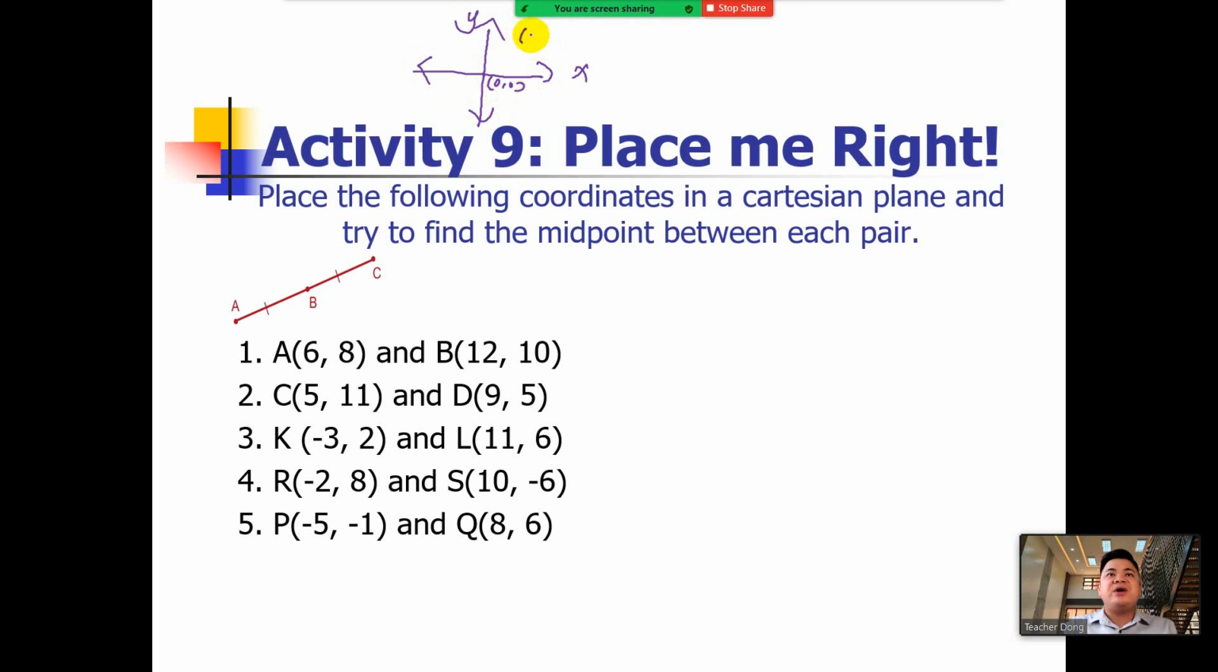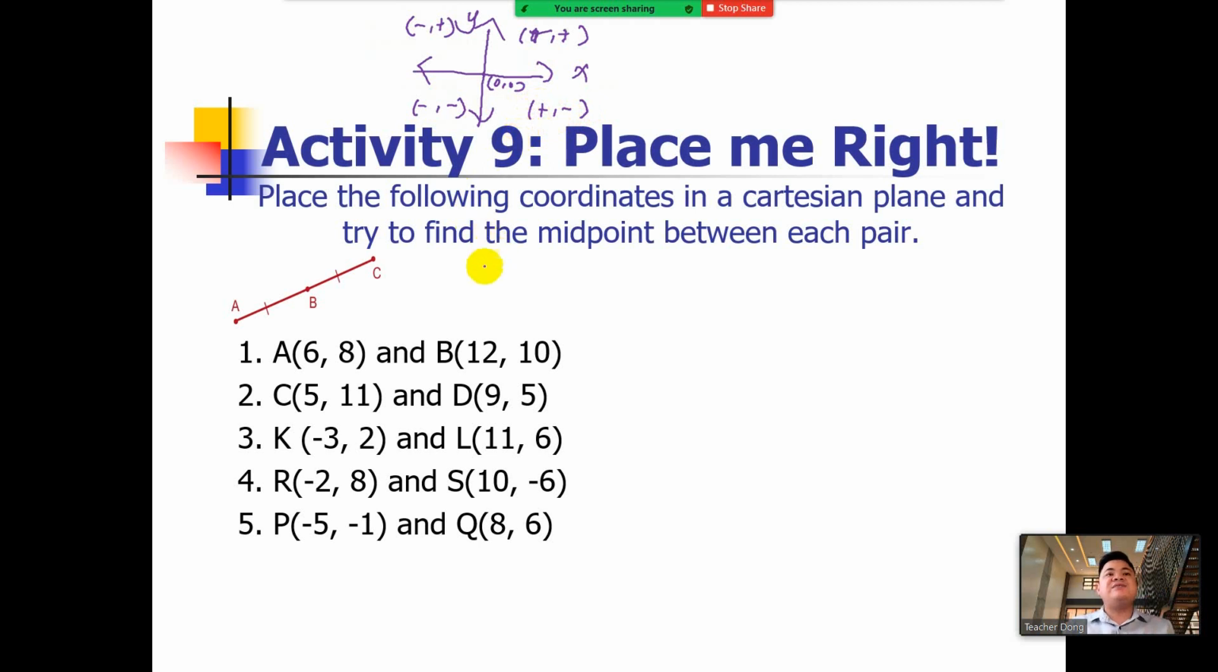For the first quadrant, we have the coordinates positive and positive. For quadrant 2, we have negative and positive. For quadrant 3, we have both negative. And then quadrant 4, we have positive and negative. We always start with locating the x and then followed by the y coordinate.